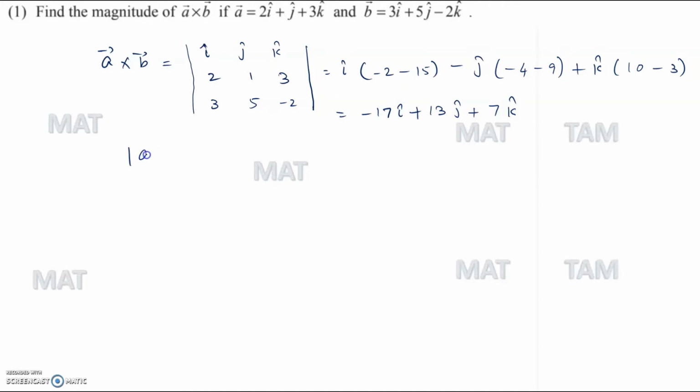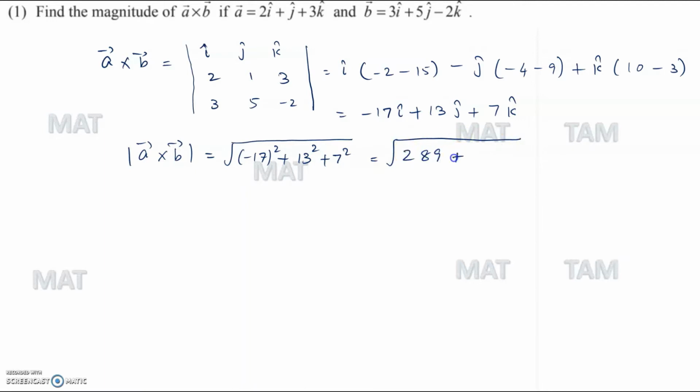Now the magnitude of A, vector product with B, is equal to square root of minus 17 squared plus 13 squared plus 7 squared, and that's equal to square root of 289 plus 169 plus 49, and adding them up, it comes to root of 507. So that's the required answer.